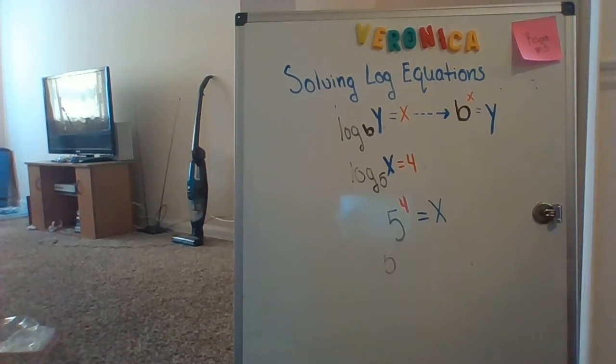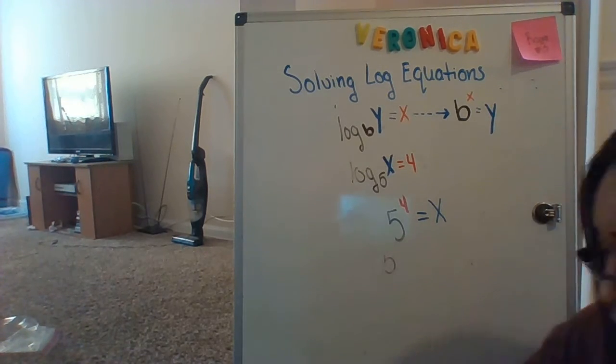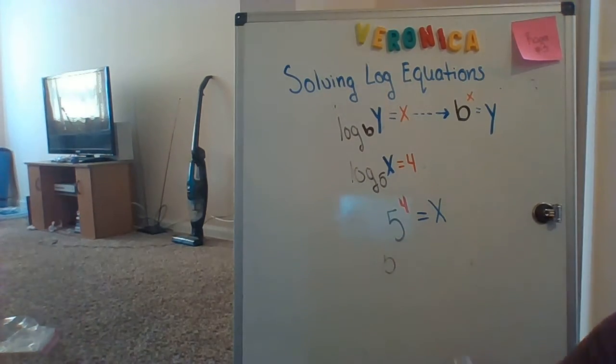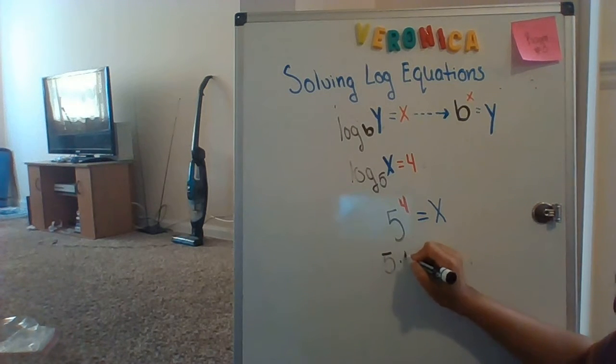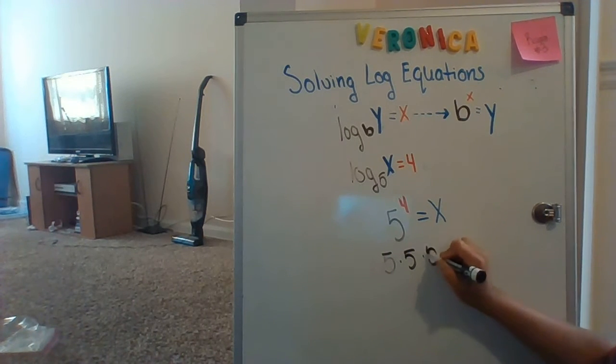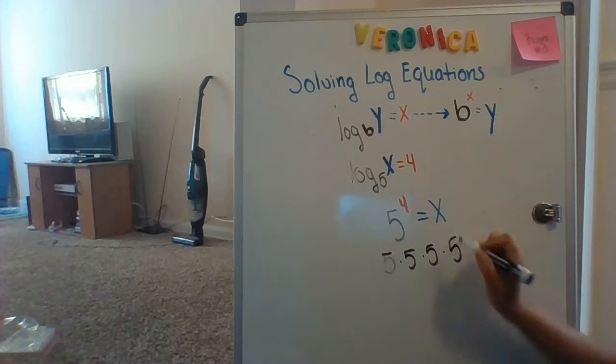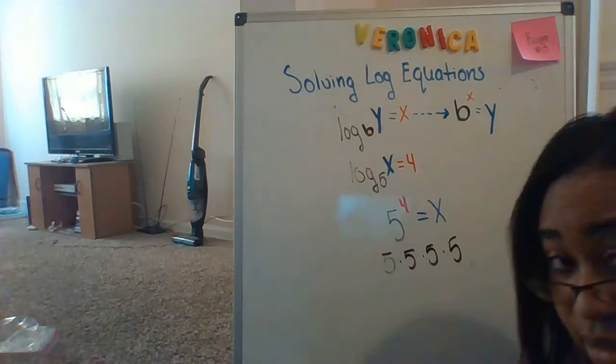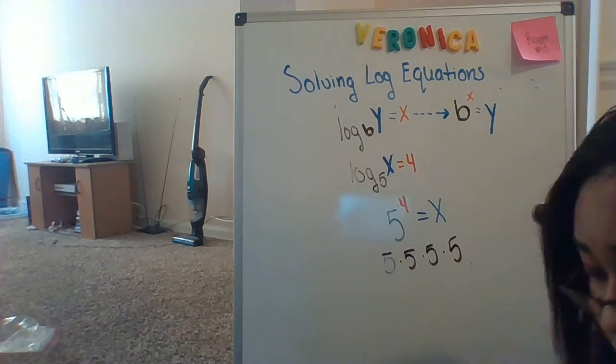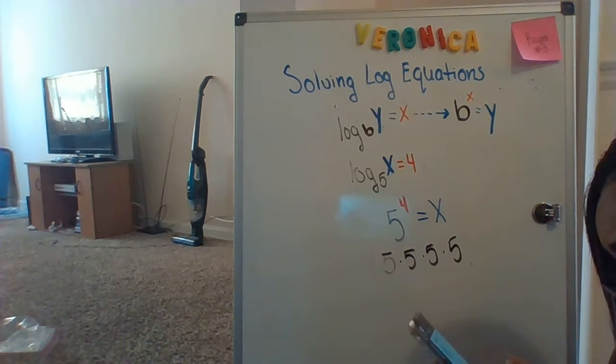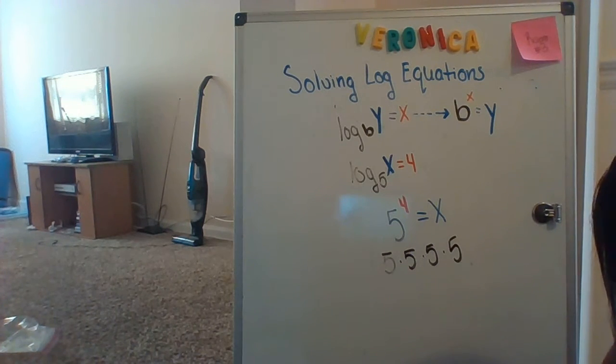Ouch. So we are taking the number 5. We're multiplying it out 4 different times. 5 times 5 times 5 times 5. And that, ladies and gentlemen, is how you can solve the simple problems. Then it goes into example number 2.